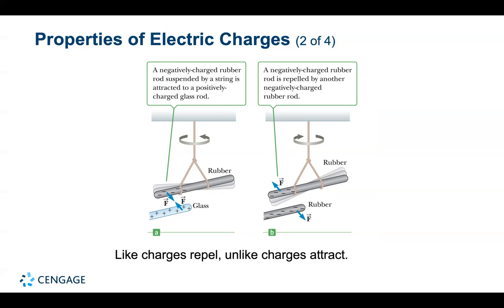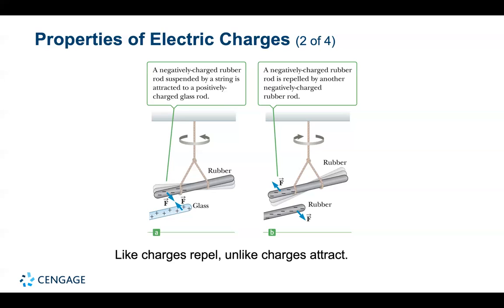First, a hard rubber or plastic rod is rubbed with fur, then it is suspended by a piece of string. When a glass rod that has been rubbed with silk is brought near the rubber rod, the rubber rod is attracted towards the glass rod, as shown in the figure on the left. If two charged rubber or glass rods are brought near each other, as in the figure on the right, the forces between them is repulsive.